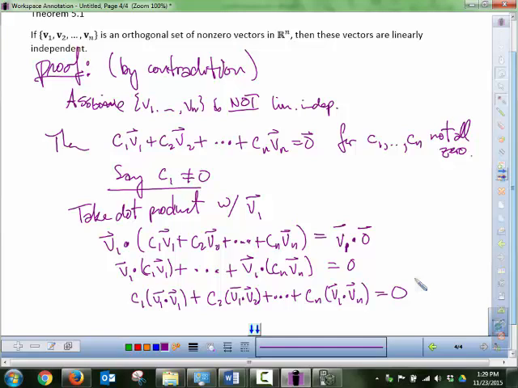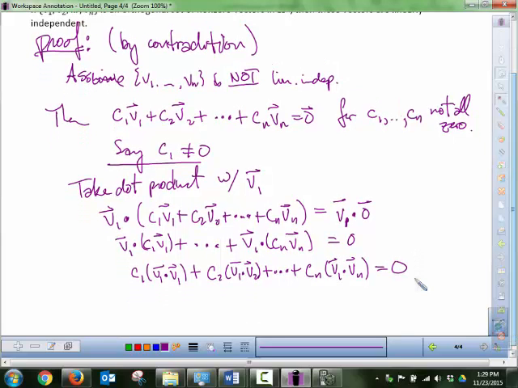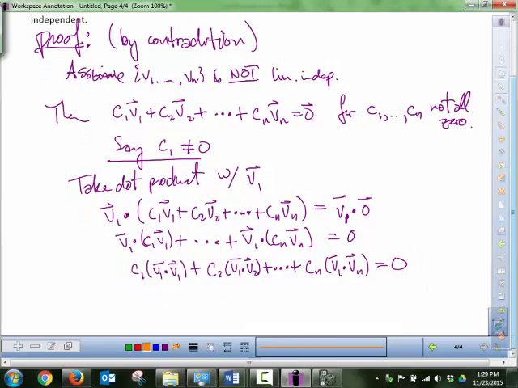So are we good so far? So now I'm going to use the fact that the set of vectors were orthogonal. So if the set of vectors were orthogonal, then V1 dotted with Vn should be 0. And V1 dotted with V2 should be 0. And everything else here should all be equal to 0. All right?